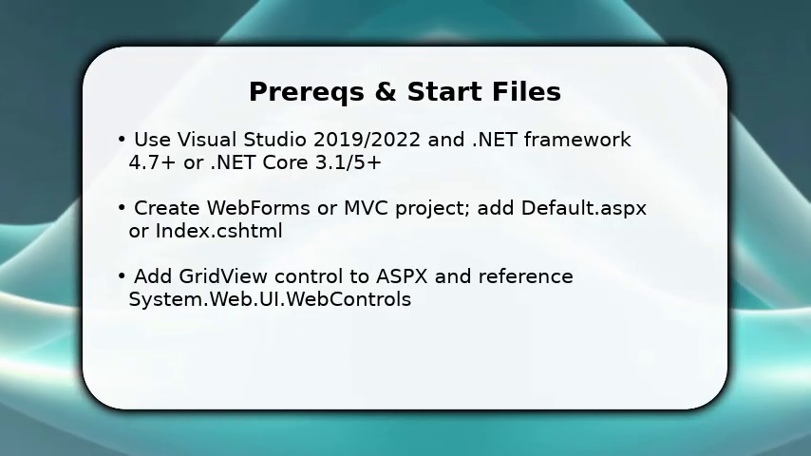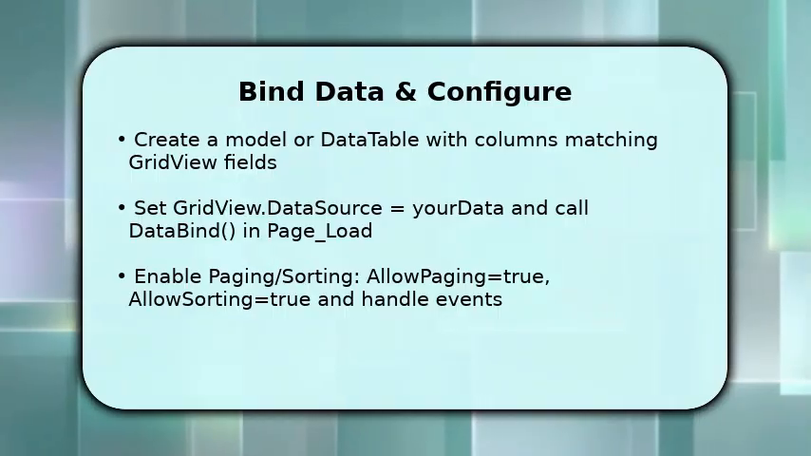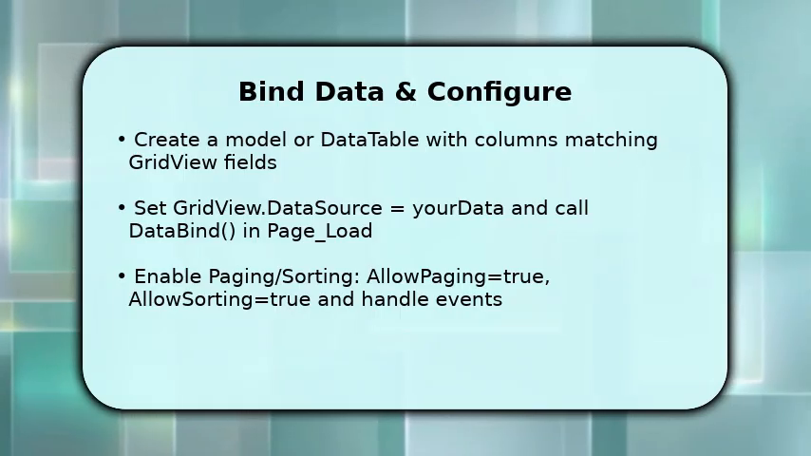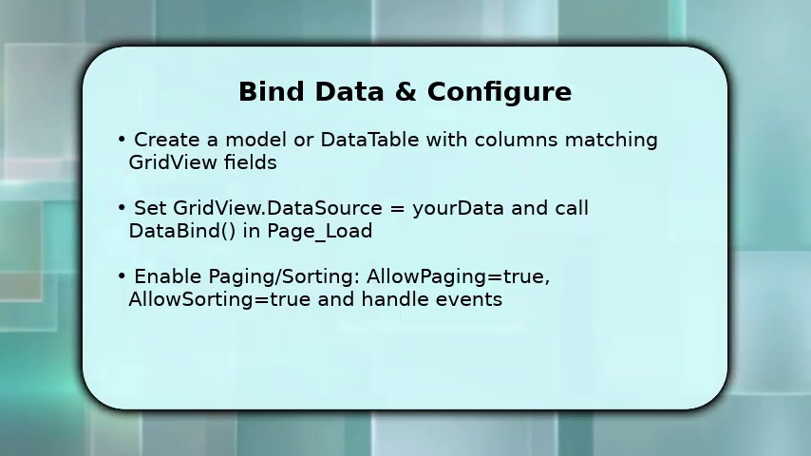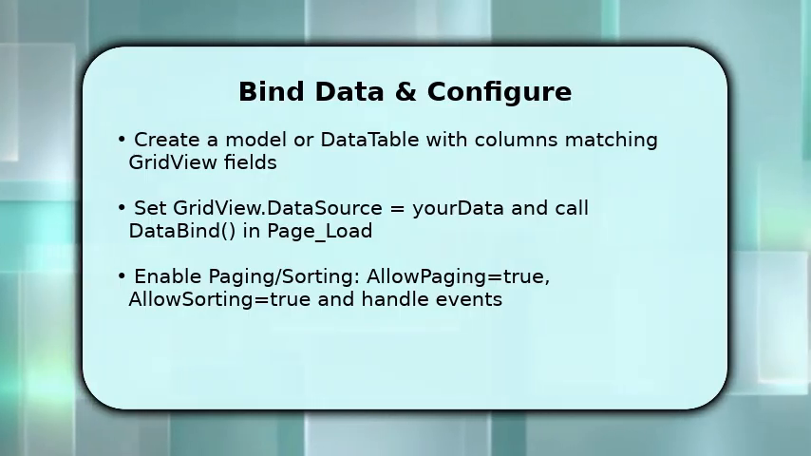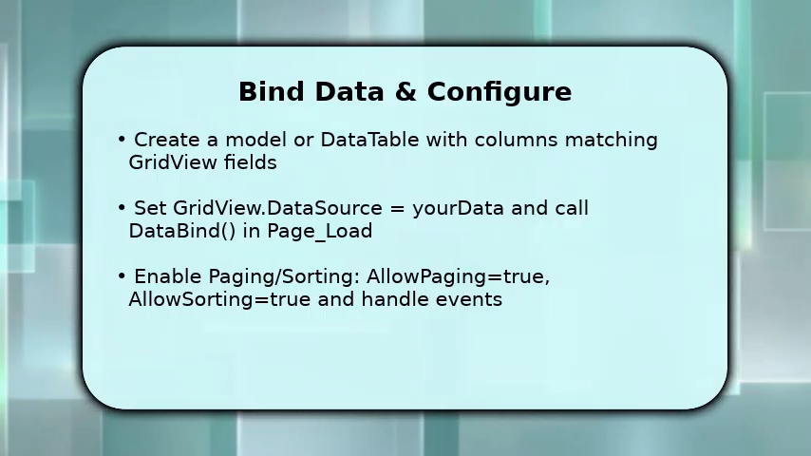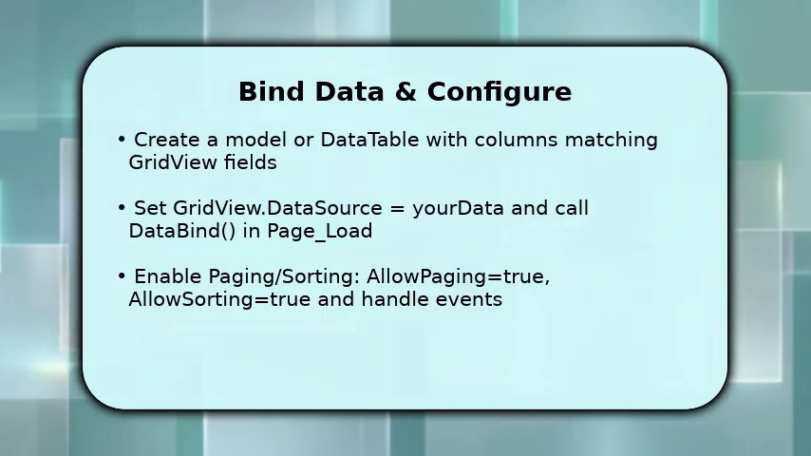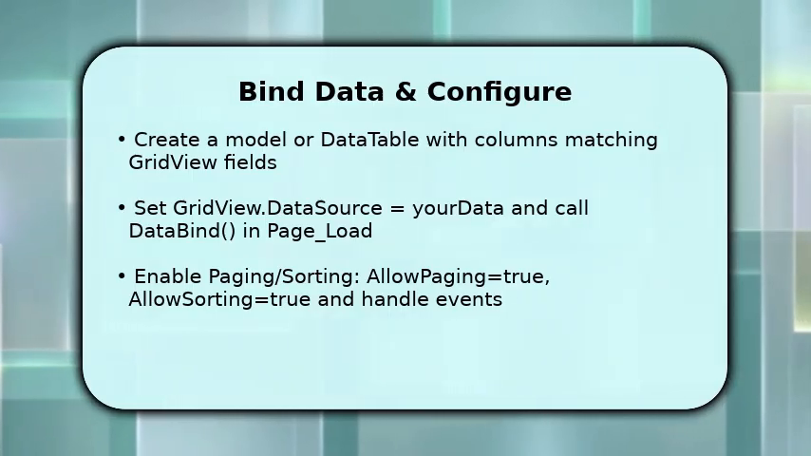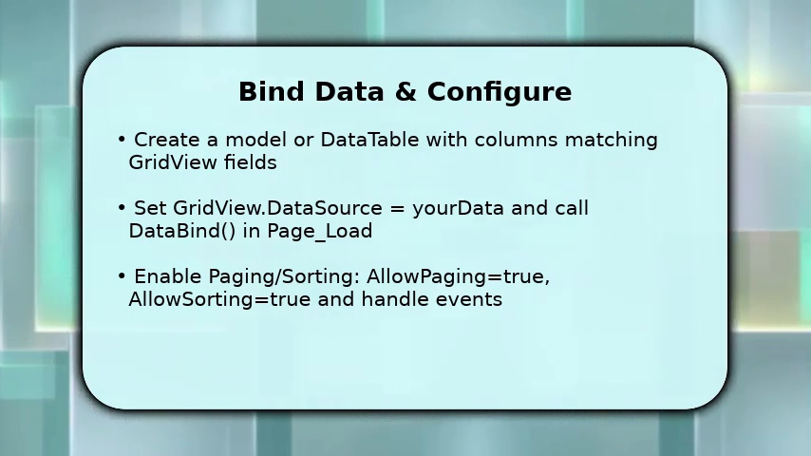Now wire the GridView to actual data. In Page_Load, retrieve your data source, an Entity Framework query, DataTable, or List<T>, and assign it to GridView.DataSource, then call DataBind. If you need custom columns, map data field names to BoundField or TemplateField. For paging and sorting, set AllowPaging and AllowSorting true on the control, and implement OnPageIndexChanging and OnSorting handlers to rebind with the new page index or sort expression. This ensures responsive, maintainable data display.